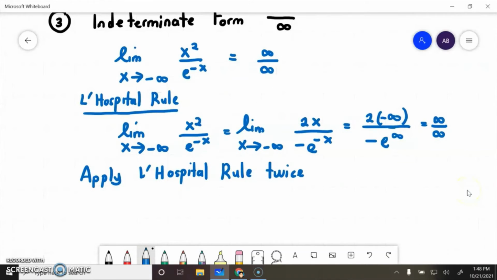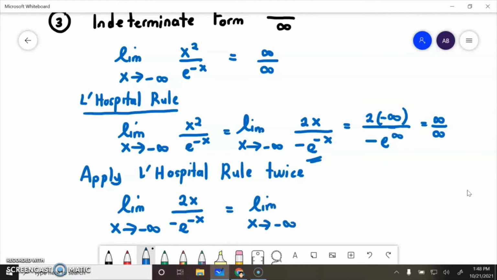Now let's apply that from here. So what do we have? Limit x approaches negative infinity of 2x over negative exponent negative x. Now apply L'Hopital's rule twice. Differentiating 2x will give me 2. So this will be 2 over, negative negative will be positive, exponent negative x. Okay, now it seems pretty good, right?